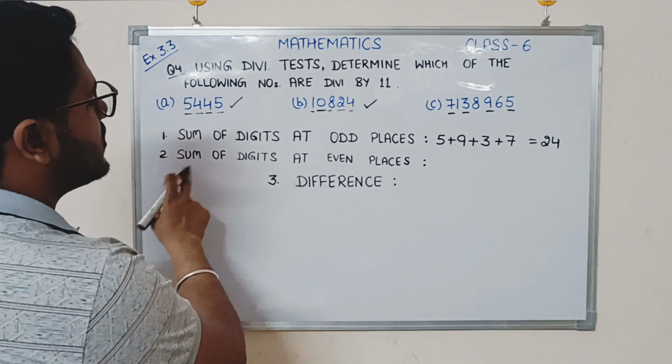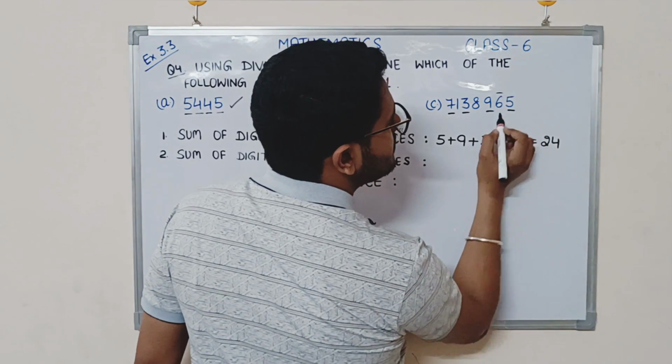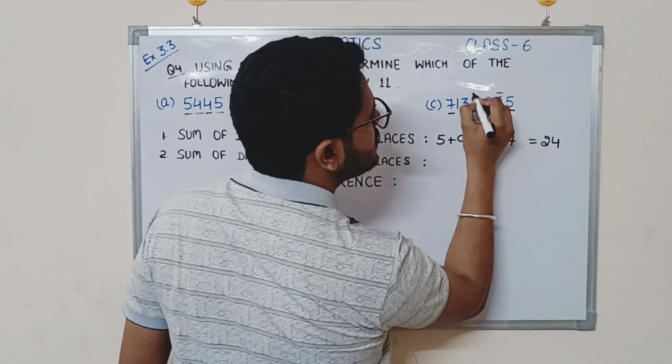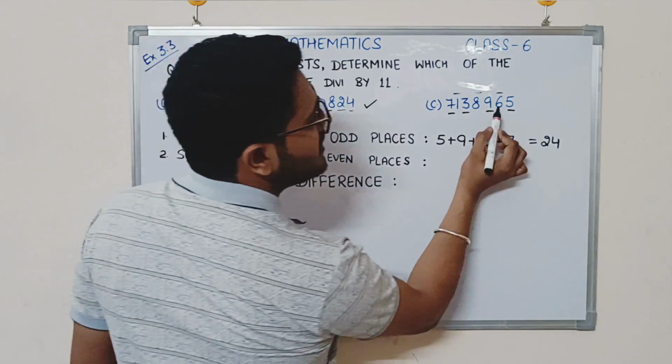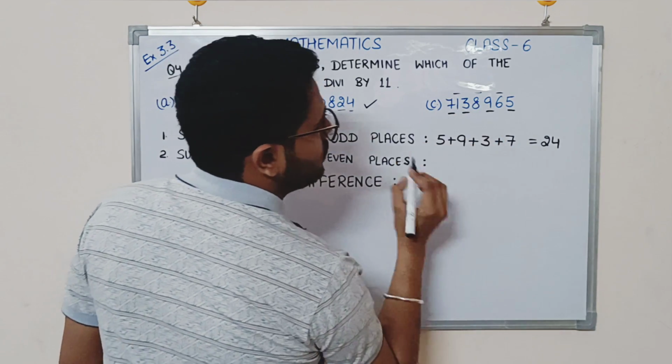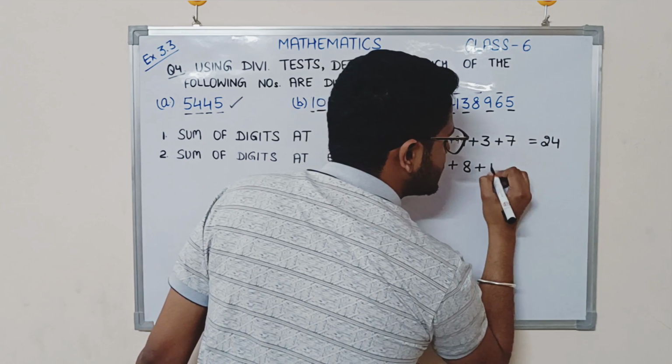Step 2, sum of digits at even places. Even places will be second place, fourth place and sixth place. So it will be 6 plus 8 plus 1.